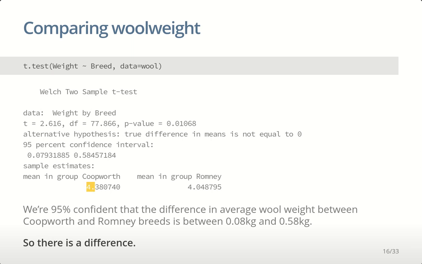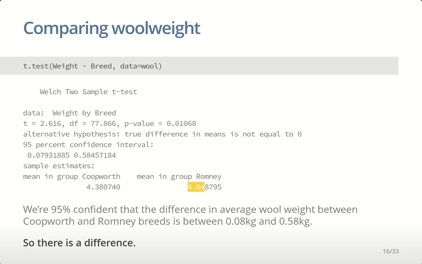Then when you do this, it computes the difference. So it computes the mean in the Coopworths and the mean in the Romneys. Right? Those are the same numbers we had before. But now it's also computed the difference between them, which would be about 0.34, right? 0.34 kilos. The Coopworths are heavier than the Romneys by 0.34 kilos. And it's given us a confidence interval for that difference.